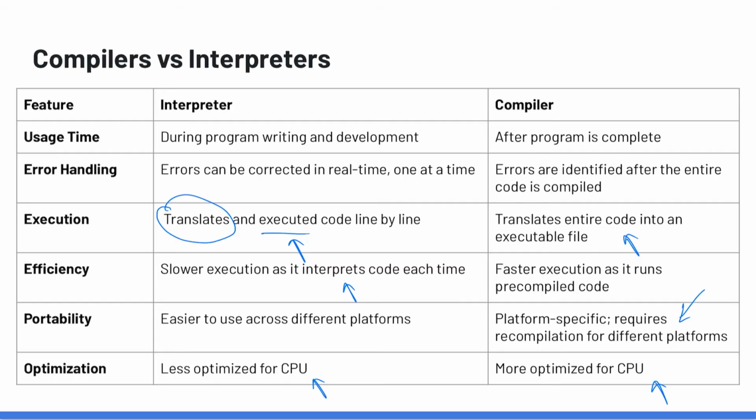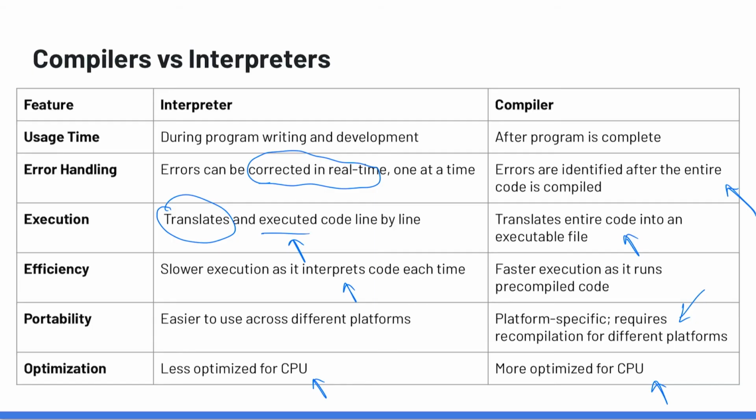Now there's a few other things, like error handling is a big one. This says errors can be corrected in real time, one at a time. What this basically means is that we're going to be dealing with errors line by line, and we're going to fix them. If our program runs into an error and stops, we're going to stop running that program, go back, fix the error, and move on. Versus with compilers, we are going to see all of the errors at once, because we're going to compile the code.